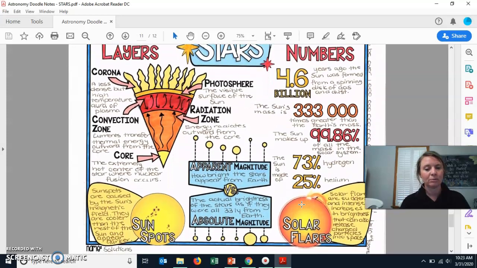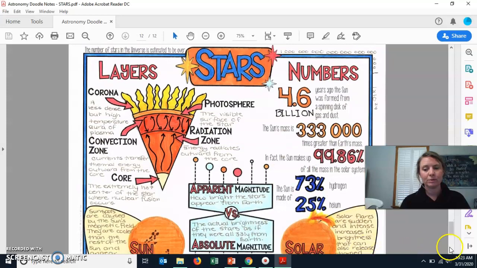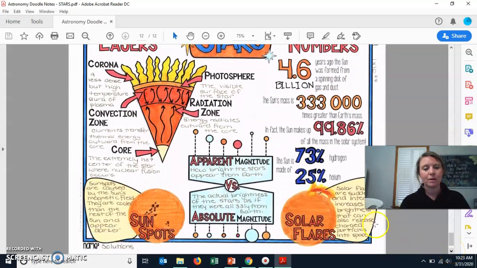Scroll down just a little bit. Sunspots are caused by the sun's magnetic fields. Remember, they are brought up by the convection zone, and they create blemishes that are magnetic. And so the sun can have lots of them depending on its cycle. Right now we're in solar minimum. About 11 years from now, we'll get into solar maximum, where it will rev up and there will be more.